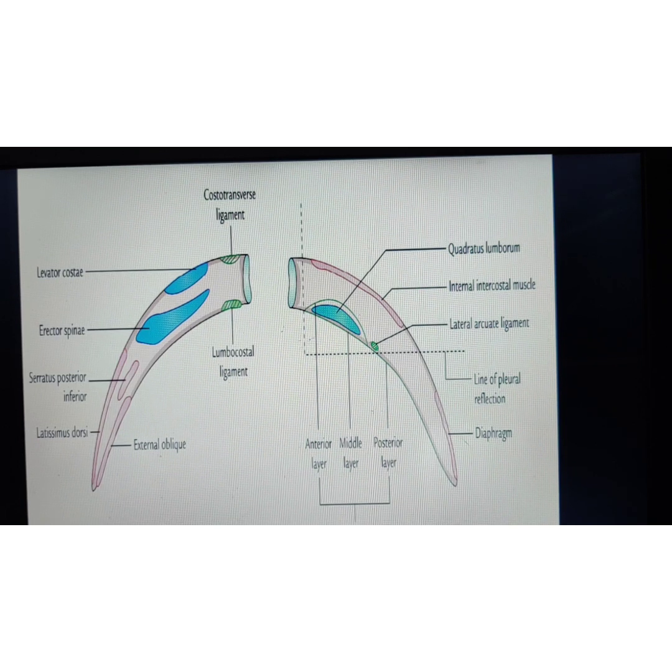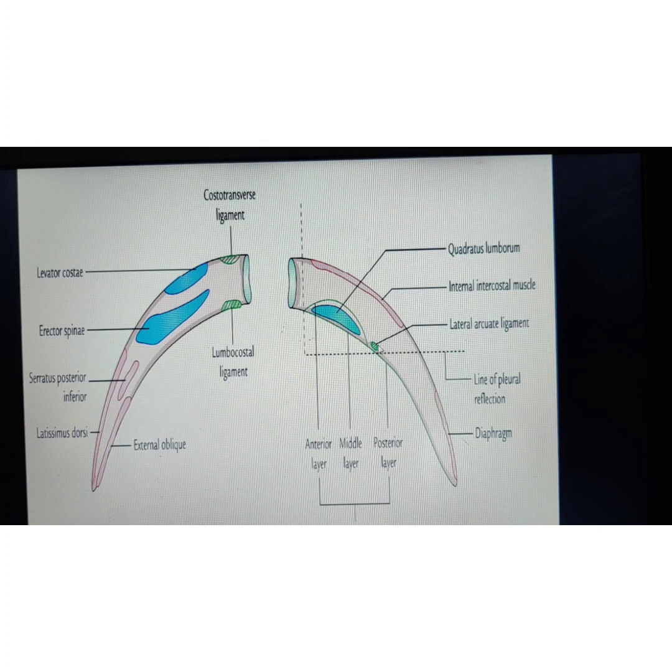Then we have the lateral arcuate ligament. The lateral arcuate ligament is attached to the lower border at the lateral end of the area for the attachment of the quadratus lumborum muscle. So here we have the attachment of the lateral arcuate ligament.